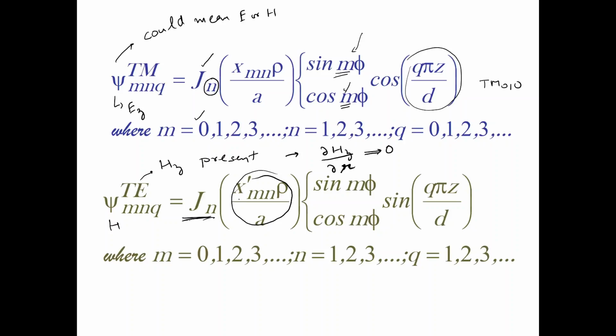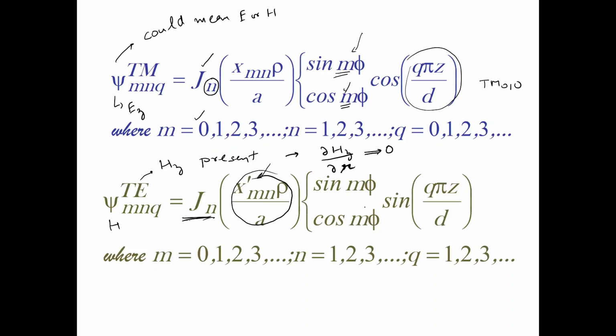So we represent it by saying it's some x prime mn, and x prime represents the fact that we are making sure that the derivative of the Bessel function goes to 0 at r equal to a.